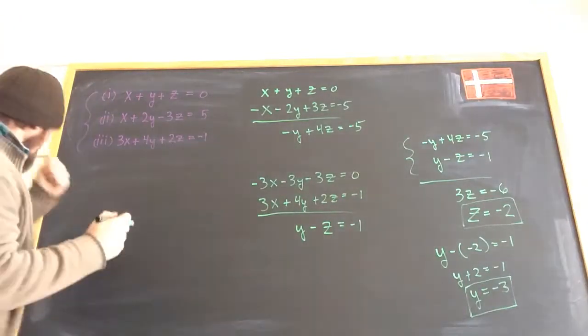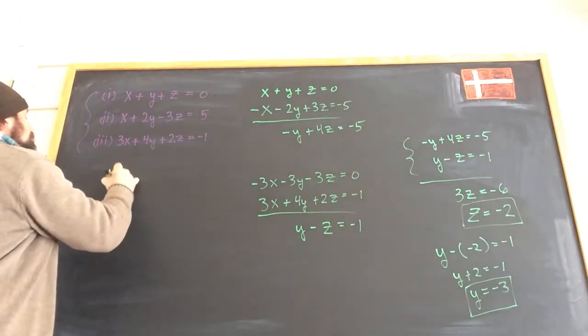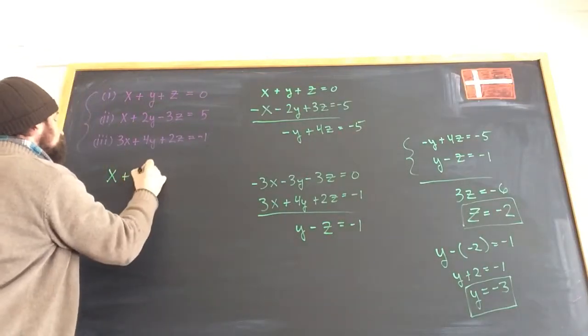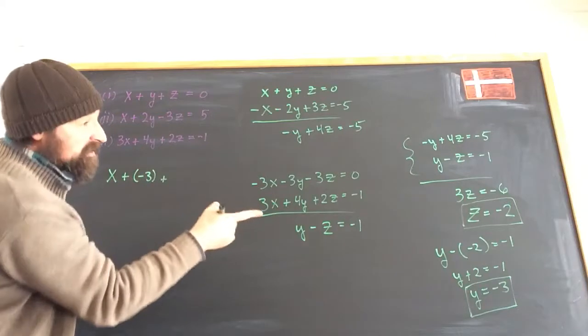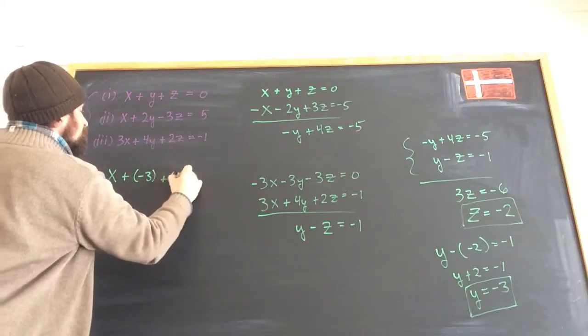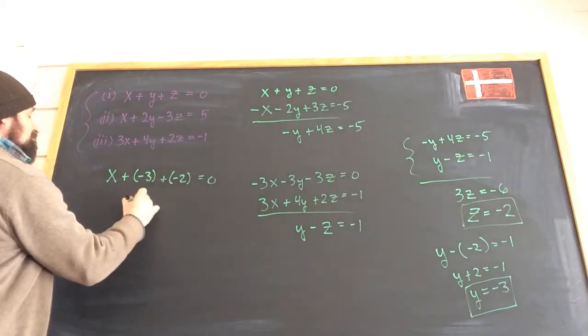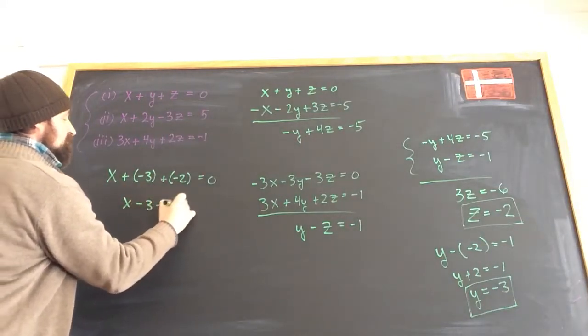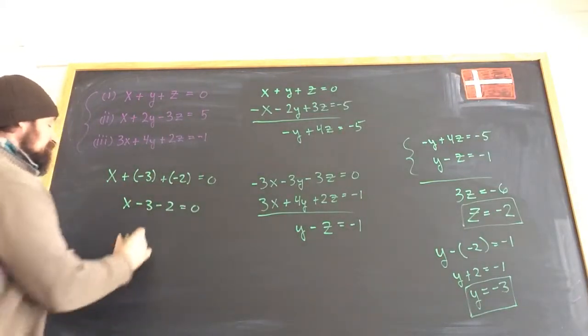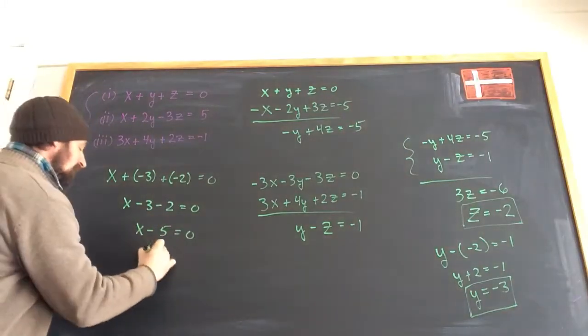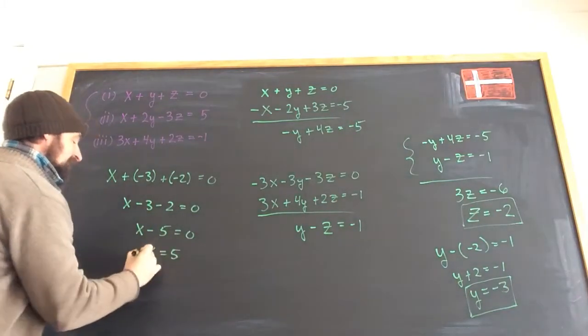All right, so equation 1 is x plus y, but y is -3, plus z, but z is -2, and that equals 0. And so I get x minus 3 minus 2 equals 0. x minus 5 equals 0. x equals 5.